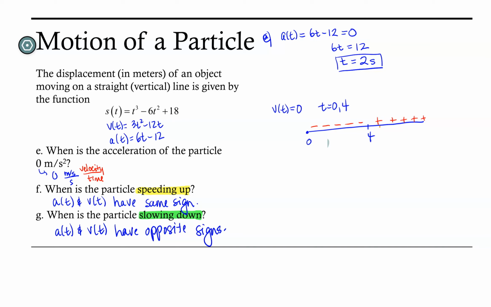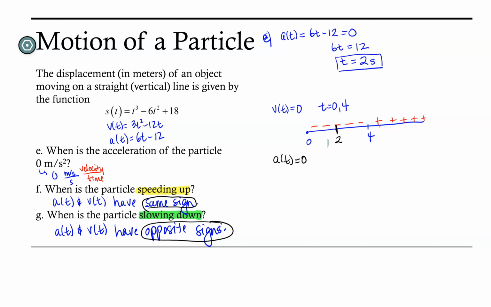Now on the bottom side of my number line here, I'm going to insert the acceleration function, and we're going to look where that's equal to 0. That will help us determine where velocity and acceleration will have either the same signs or opposite signs. For acceleration, we found that the key point here was 2. That acceleration was equal to 0 at 2 seconds.